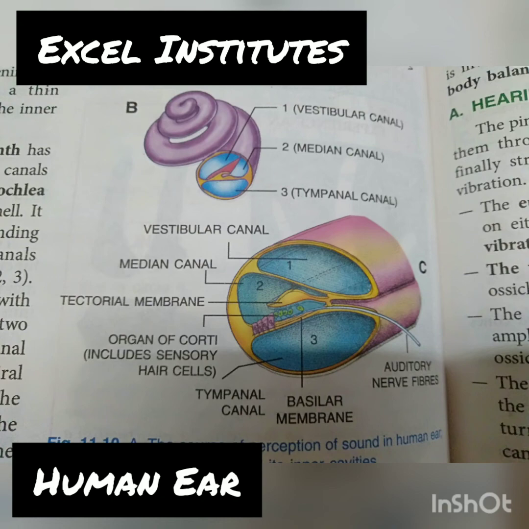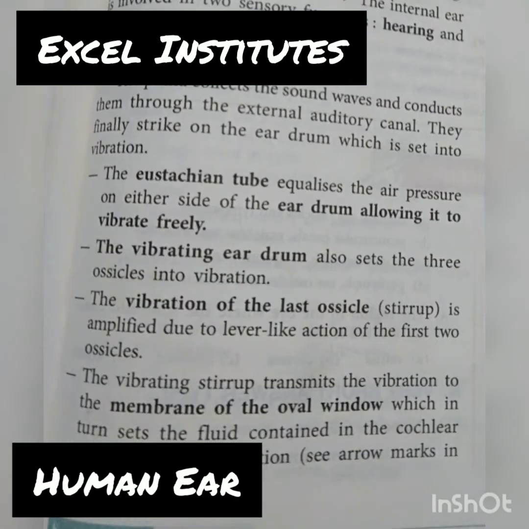And I've also explained you the functions and the balancing. We will just once again see it in detail as per your textbook. Now as we discussed, the function of the ear is to hear, help us in hearing as well as body balance. Now let us study the hearing part. The pinna collects the sound waves and conducts them through the external auditory canal. They finally strike on the eardrum which is set into vibration.